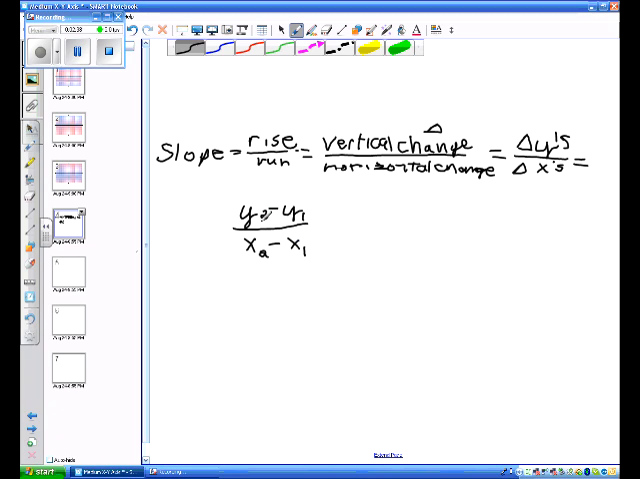It doesn't matter which one you call y sub 1 and which one you call y sub 2, but once you've determined which one's your y sub 2, then the x that goes with it has to be your x sub 2. And this is what we call slope.